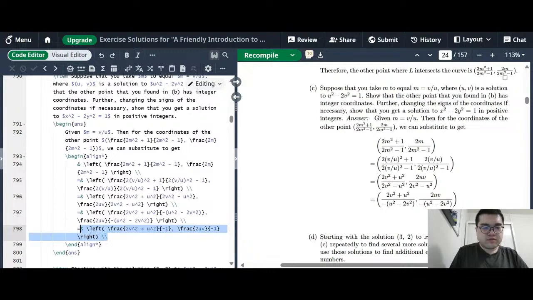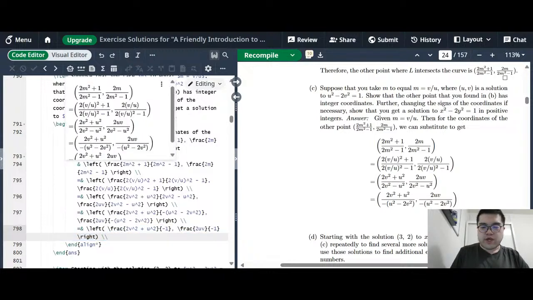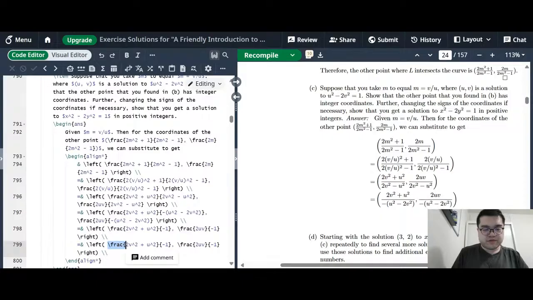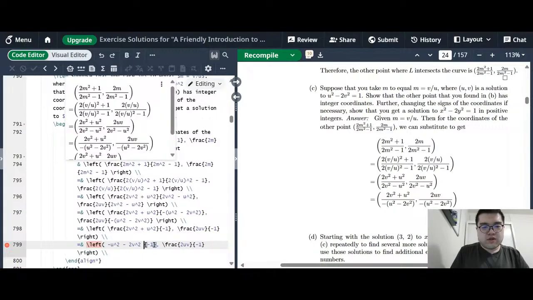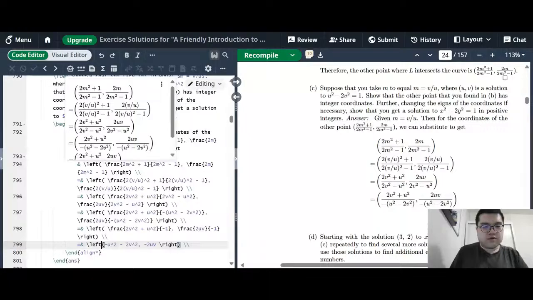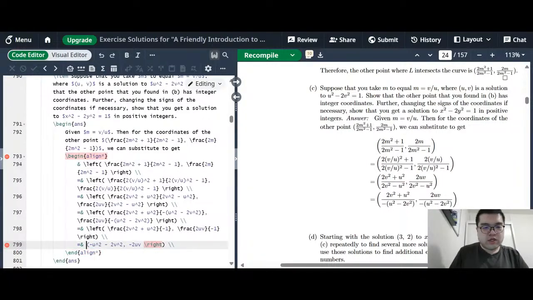Thus, we can rewrite both fractions into simply an integer: negative u square minus 2v square. Great. And then for the second part, of course, we just have negative 2uv. Good. And this is exactly what we're hoping for.